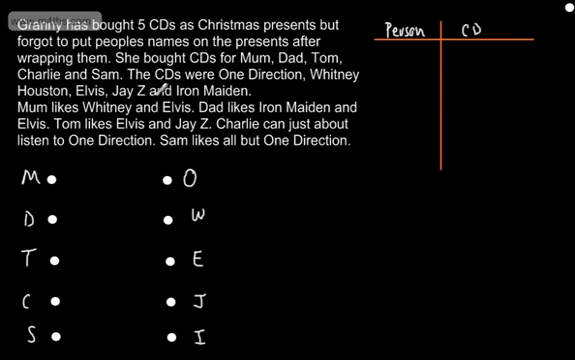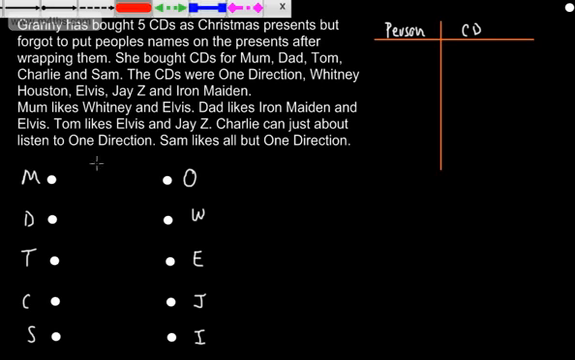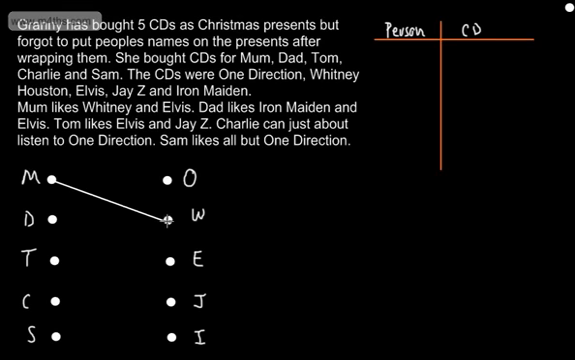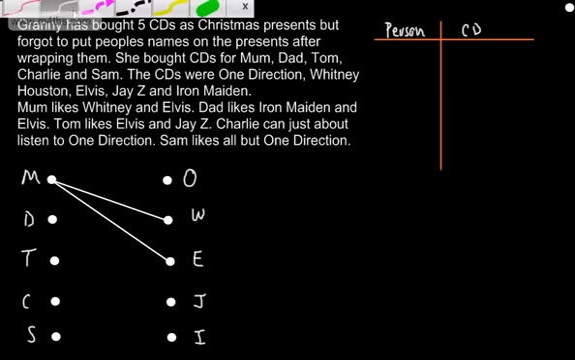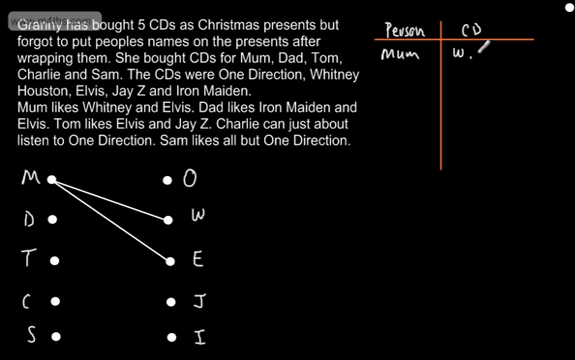So if we were to do this with a bipartite graph, we can see that Mum likes Whitney and Elvis. So there's Whitney and there's Elvis. I'm not linking Mum to Dad, I'm not linking Mum to Tom, I'm simply linking X to Y. So in my table, I'm going to put here that Mum likes Whitney and Elvis. So they're 2 possible choices.